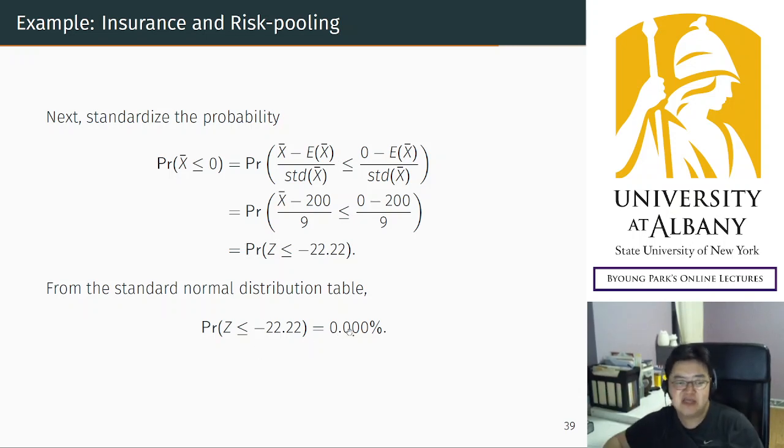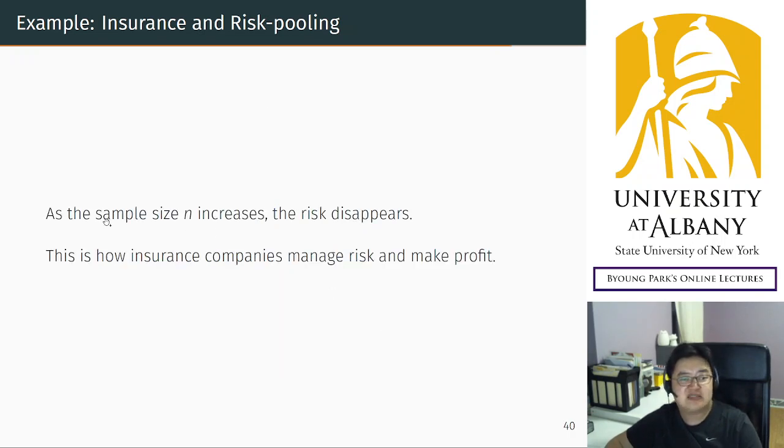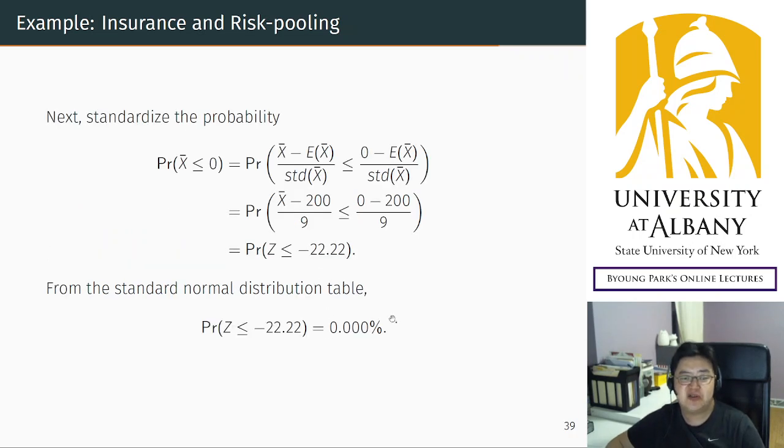Remember, the rule of thumb is that the standard normal distribution has most of its probability between plus minus 4. Maybe 99.999% lives within plus minus 4. So minus 22 is a very, very extreme outcome. So in the end, the probability is 0. What it says here is, as the sample size increases, the risk disappears. So virtually there is no risk of loss.